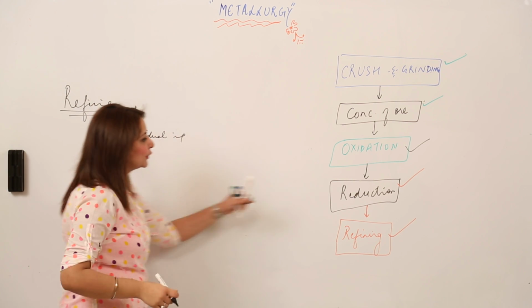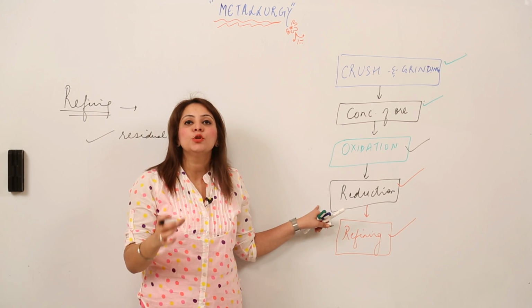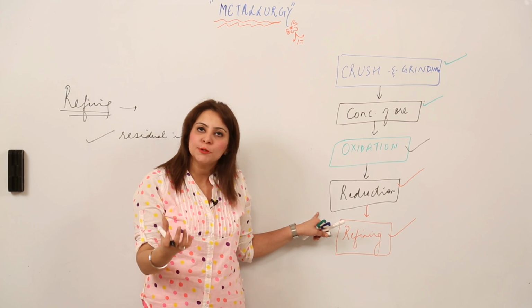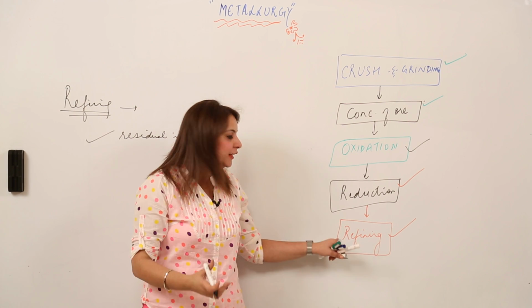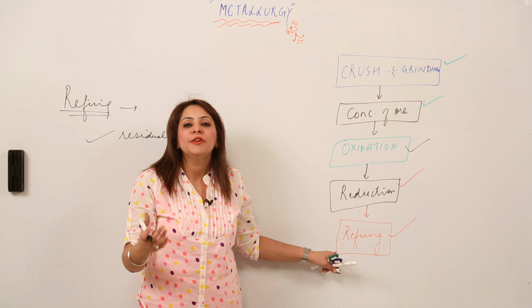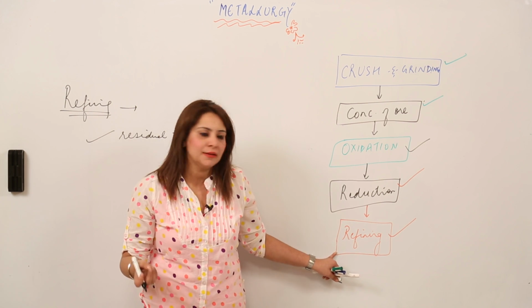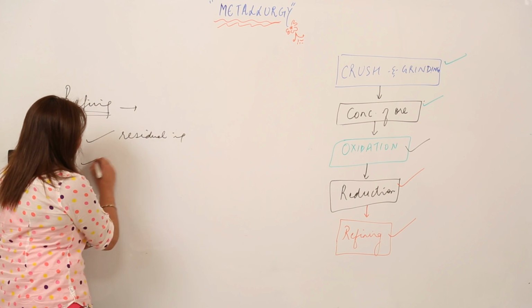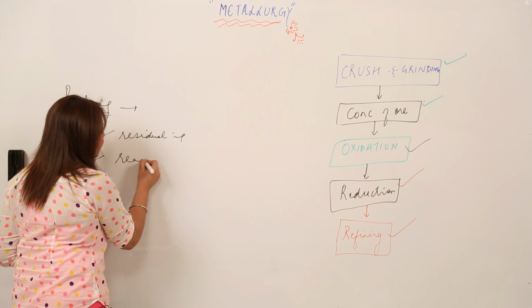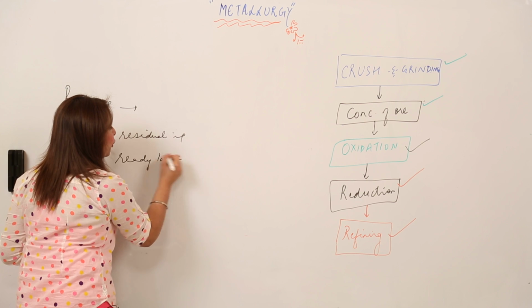Suppose after reduction we get a metal, but that metal is still not pure, it contains certain residual impurities. So we can refine it. That means we can remove the traces of impurities if they are present along with the metal. Or in refining we can convert it into a ready to use form.